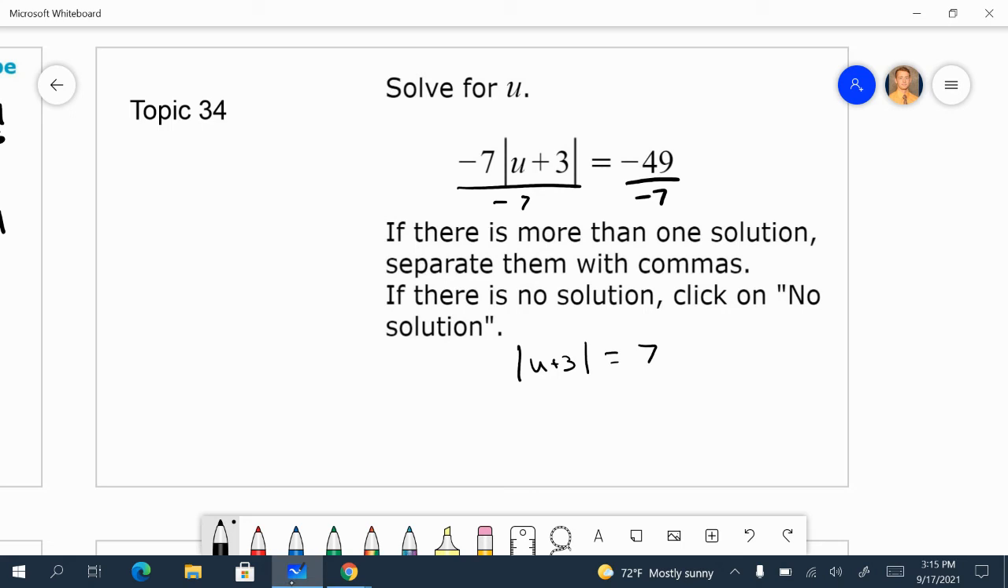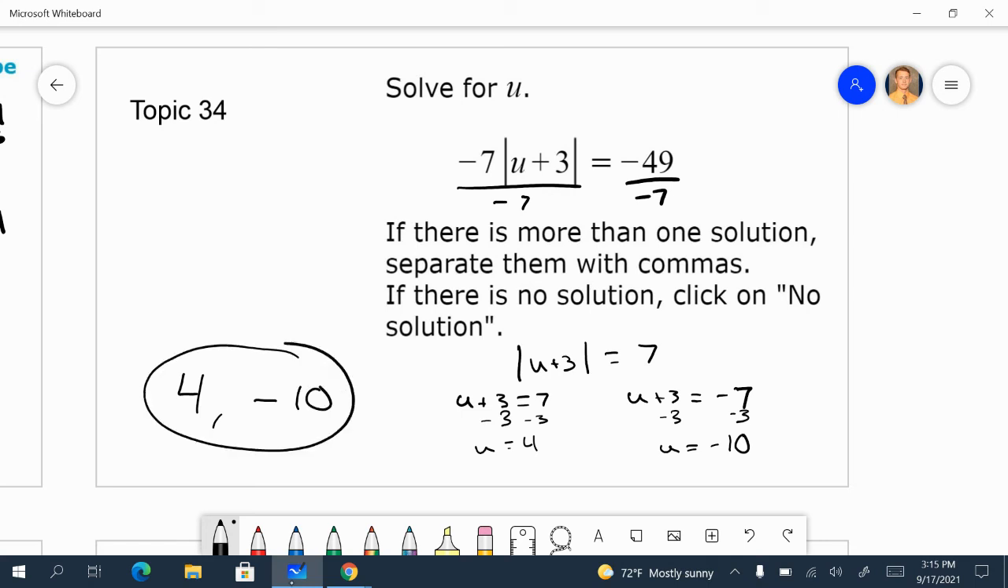So now I could set up two equations again. I would do u plus 3 equals 7, but also u plus 3 equals negative 7, because that negative 7 would eventually turn into a positive 7 when I took the absolute value of it. So then I subtract 3 from both sides. I get u equals 4. And if I subtract 3 from both sides over here, I get u equals a negative 10. So my two numbers are 4 and negative 10.